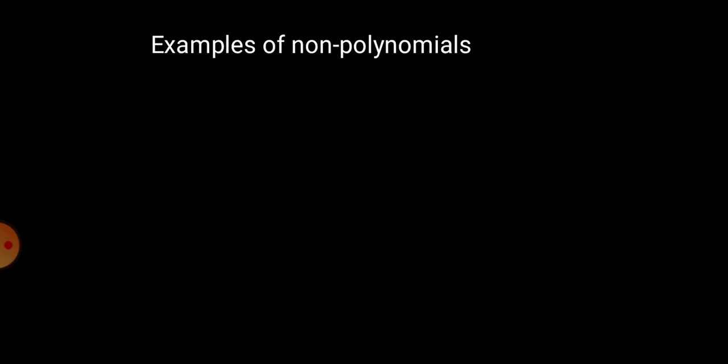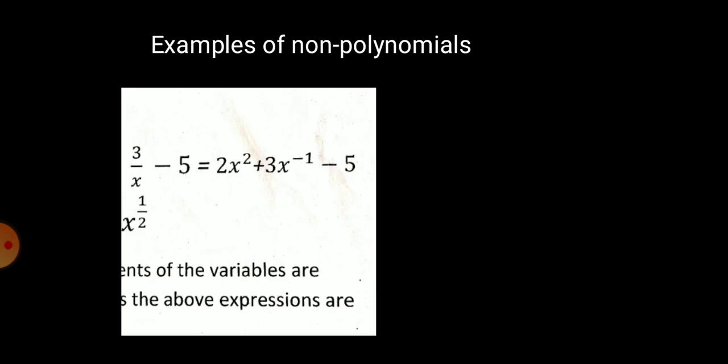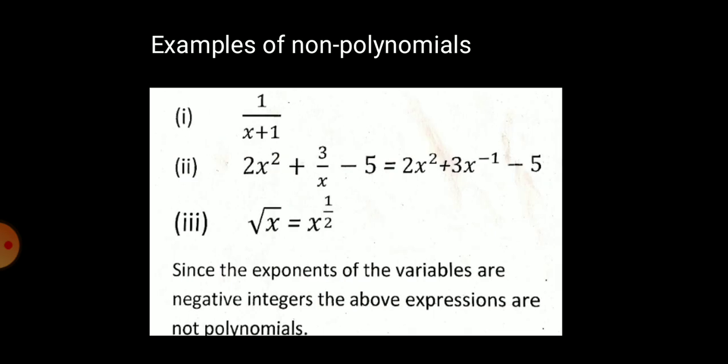Now let us see the examples of non-polynomials. 1 by x plus 1. Here x is in the denominator. When we simplify this and bring it to the numerator, its power will become negative. So it is no more a polynomial. It is an algebraic expression.